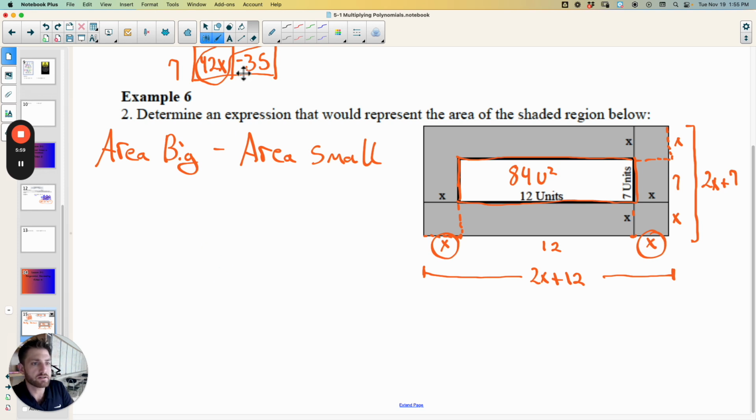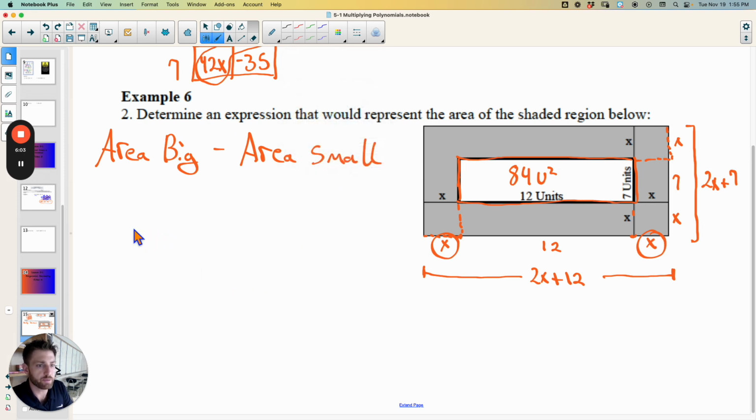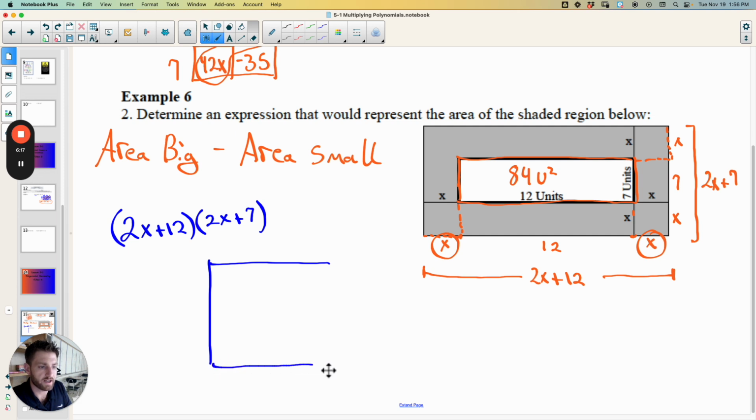So let's do that. Let me change colors here. So in order to find the area of the big rectangle, I will do 2x plus 12 times 2x plus 7. And I always like to use that area model because it organizes everything for me. So I'll put 2x and 12 here, and I'll put 2x and 7. And we'll just multiply. So 2 times 2 is going to be 4.